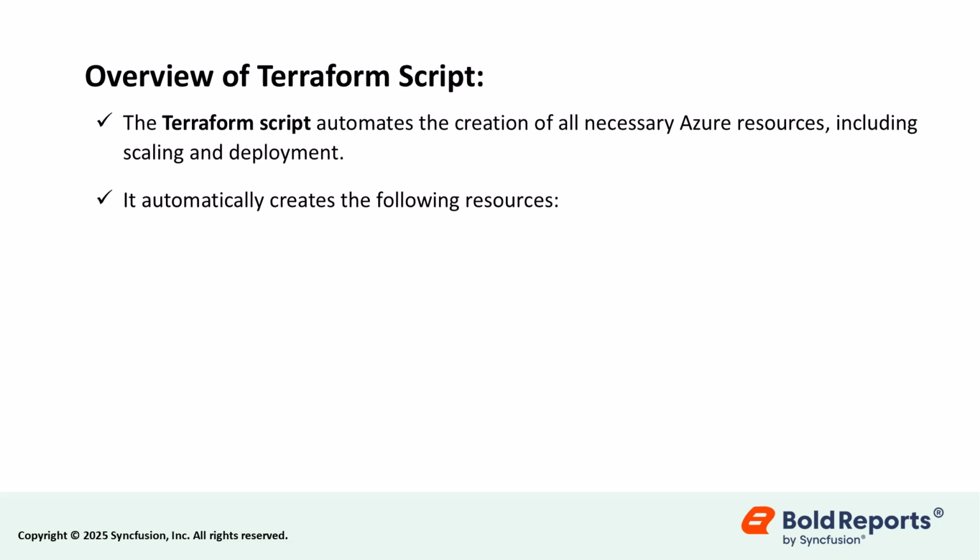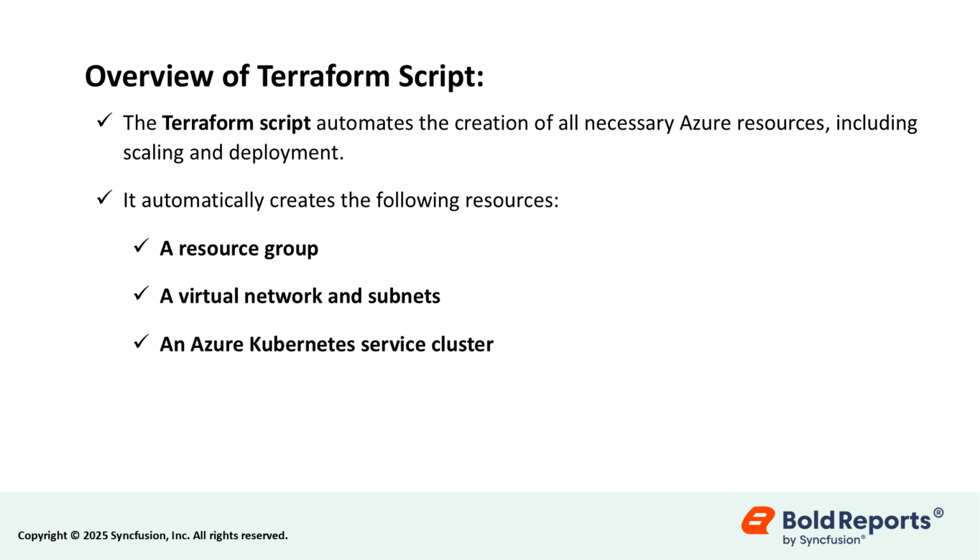The Terraform script automatically creates the following resources: a resource group for managing all resources, a virtual network and subnets for network configuration, an Azure Kubernetes Service cluster to host Bold Reports, a PostgreSQL database server to store Bold Reports configurations and data, a storage account with NFS to store required application data.